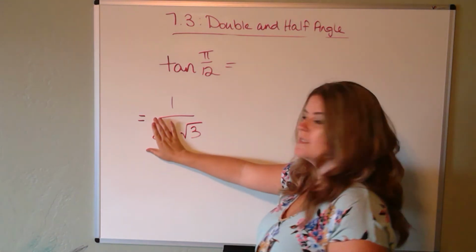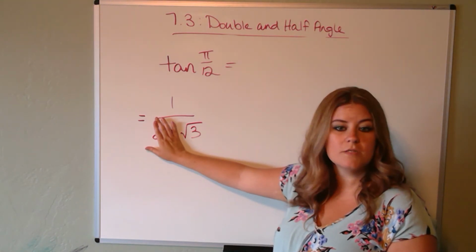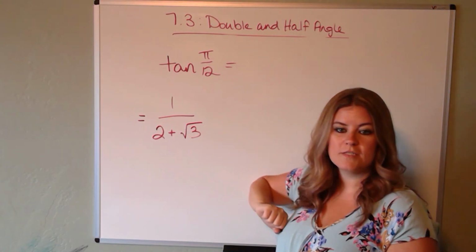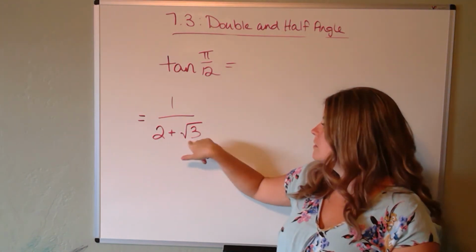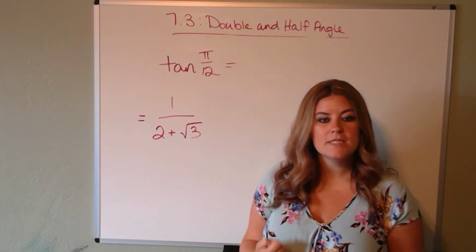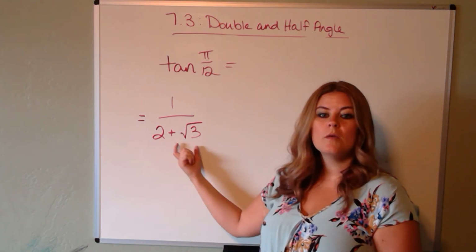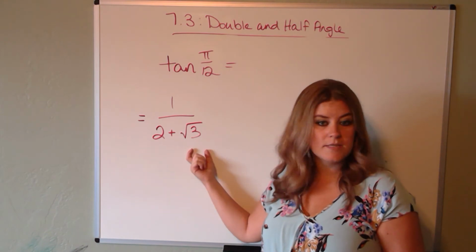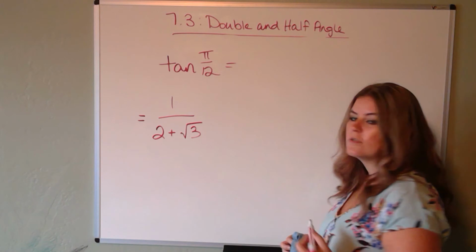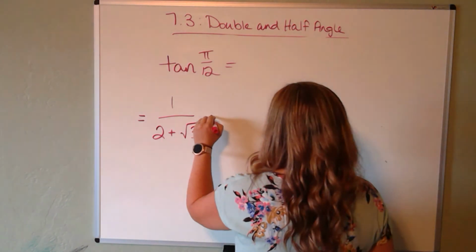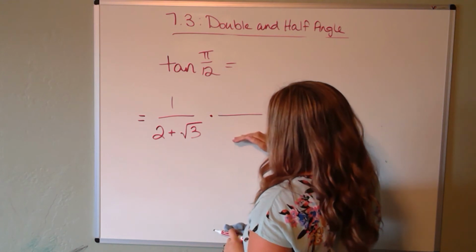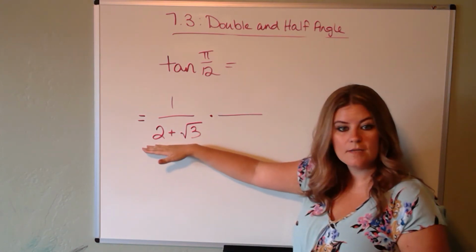If it was just this, what would I do? I'd just multiply top and bottom by root 3, right? We're good at that, but it's not just that. It's a whole 2 terms here added together. So if you do have this situation where you have a whole number plus a root or a whole number minus a root, and you need to get the root out of the bottom, it takes a little bit more to rationalize it than usual. We actually multiply the top and bottom by the conjugate of this term.